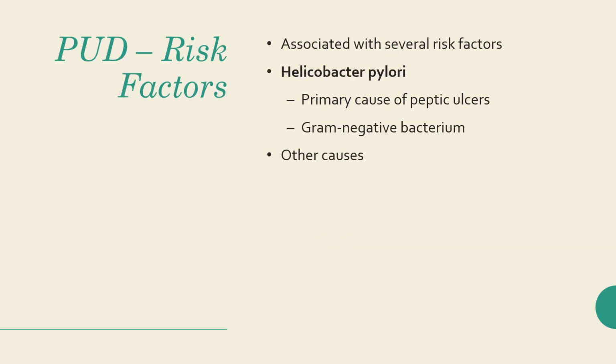So when we're thinking about peptic ulcer disease, we need to talk about a few risk factors, and there could be several risk factors. Clients that have a history of peptic ulcer disease, smoking, caffeine use, many medications like corticosteroids, NSAIDs, excessive stress, and of course H. pylori infections. Helicobacter pylori, or H. pylori, is the primary cause of peptic ulcers. This usually is caused by a gram-negative bacterium.